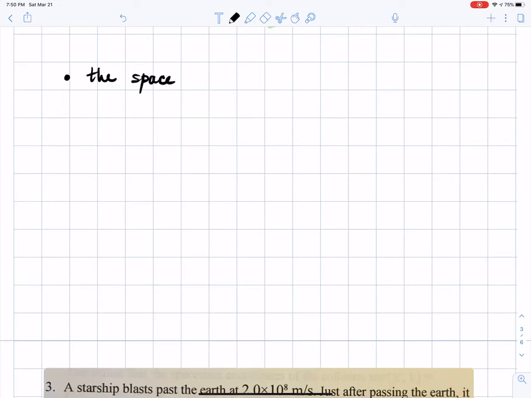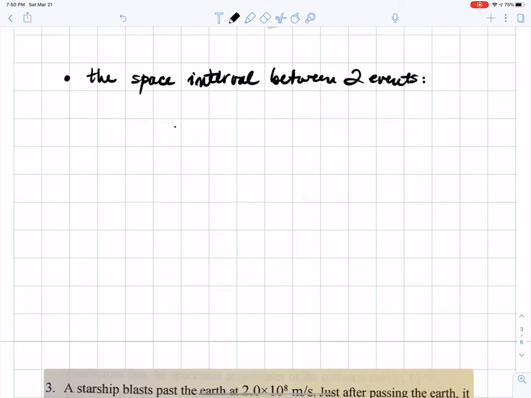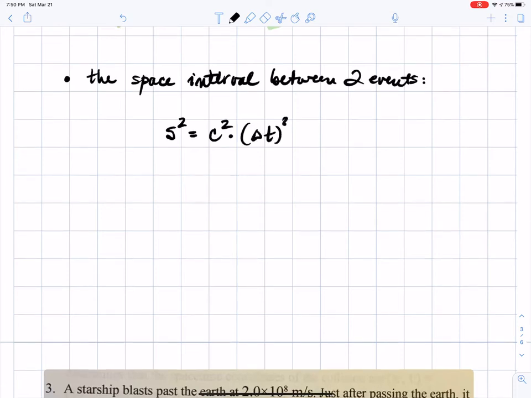So the space interval between two events. When you went over the lecture, you saw that there is a formula that looks like this: s squared equals c squared times delta t squared minus delta x squared. So the space interval between the two events is this s right here. Let's highlight it. That's the one.